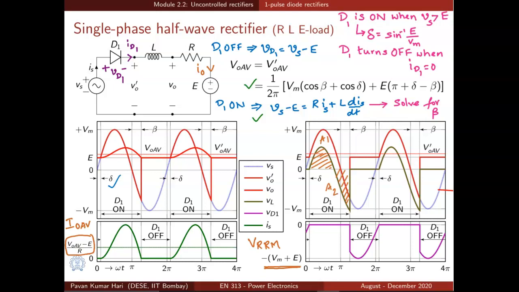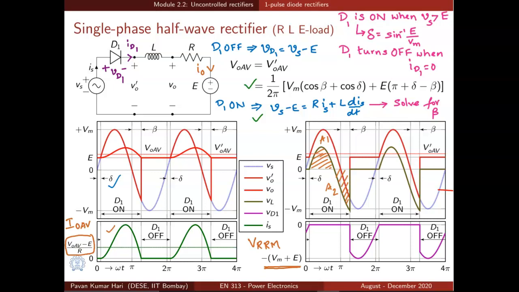And what is the current flowing through the source, diode or load? It's the same because it's a series circuit. So the waveform is similar to the case of RL load, but the average value of the current waveform, like the average value of this green color waveform shown here, which is denoted by IO average, is VO average minus E by R.